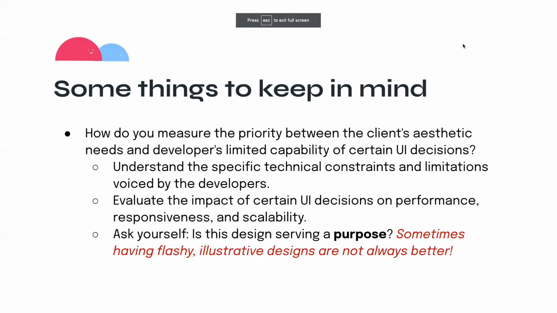And then, yeah, so this question was actually brought up today for me. One thing that you can have a hard time considering when you're designing is how do you measure the priority between the client's aesthetic needs and the developer's limited capability of certain UI decisions. This can be, for example, gradients or the custom nav bar or custom illustration that you've created inside the actual UI aspect. And there can be certain limited scale or limited scope that the developers could do on time and limited constraints that they can do.